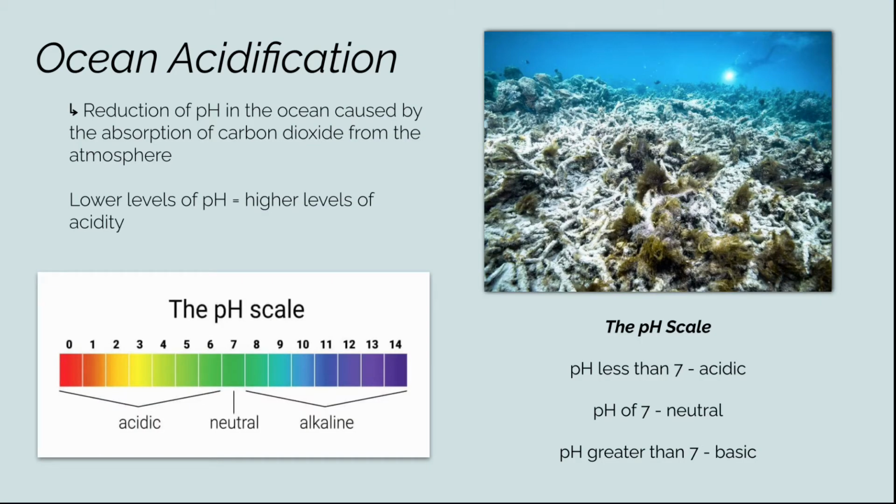So ocean acidification is the acidification of the ocean caused by the absorption of carbon dioxide from the atmosphere into the sea. And this absorption of carbon dioxide is what leads to the decrease in the ocean's pH levels. And this is the pH scale, and basically a pH over 7 is considered basic or alkaline. A pH of 7 is considered neutral, and a pH less than 7 is considered acidic, which is why the decrease in pH caused by the CO2 causes the ocean to become more acidic.